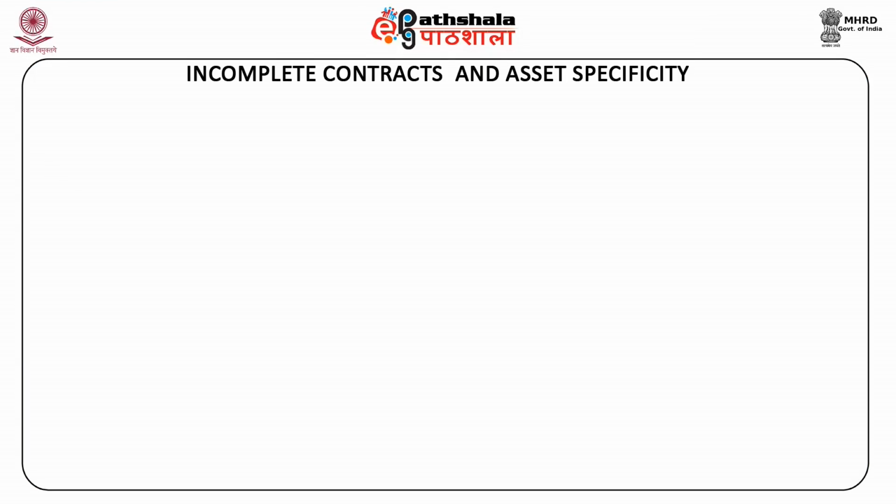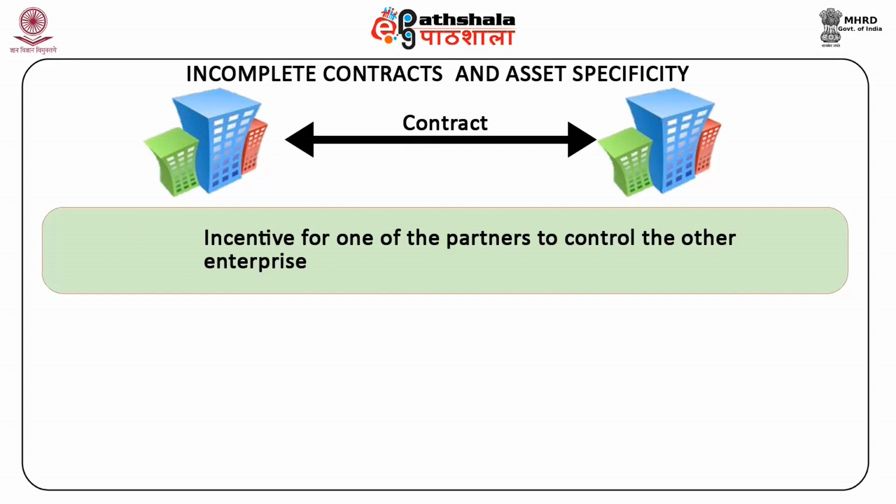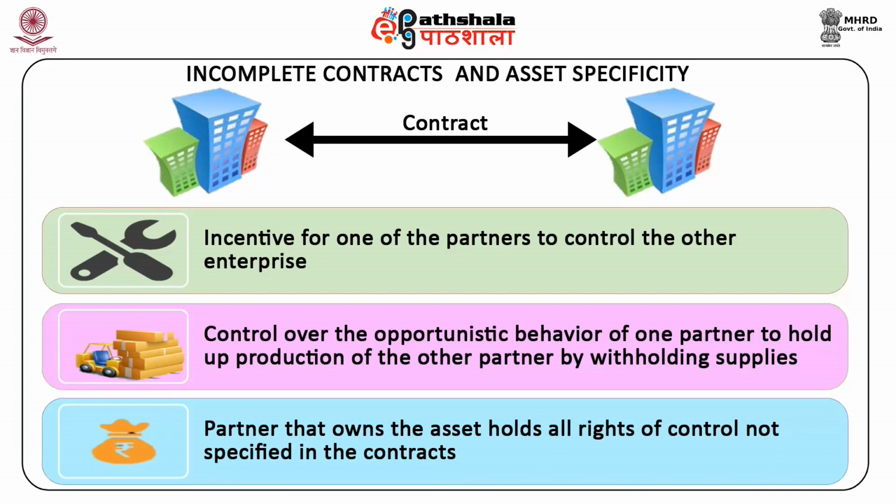In case two firms enter into a contract that does not cover all potential states of the world, there may be an incentive for one of the partners to control the other enterprise. This would enable them to have control over the opportunistic behavior of one partner to hold up production of the other partner by withholding the supplies. The partner that owns the assets holds all the rights of control not specified in the contracts.